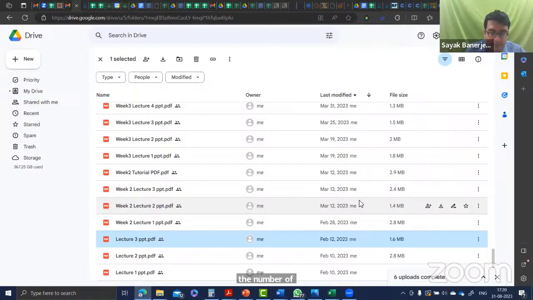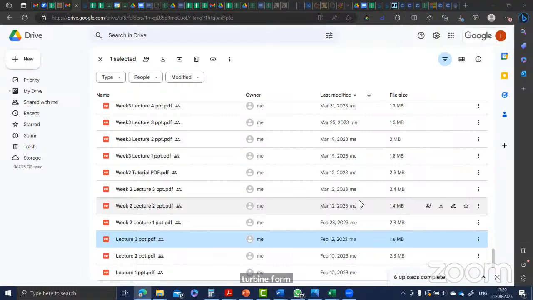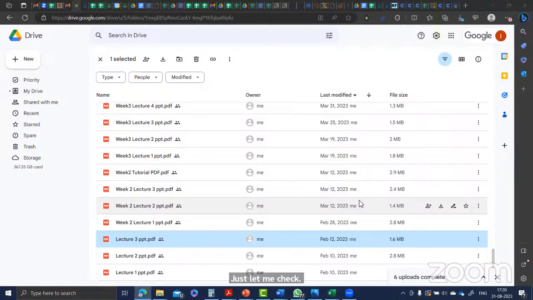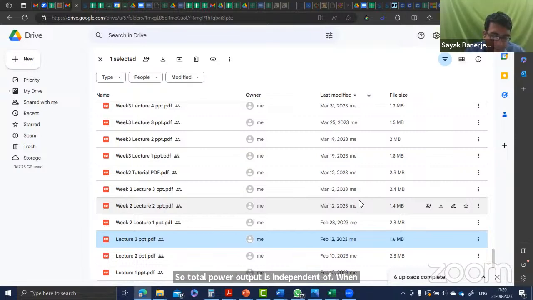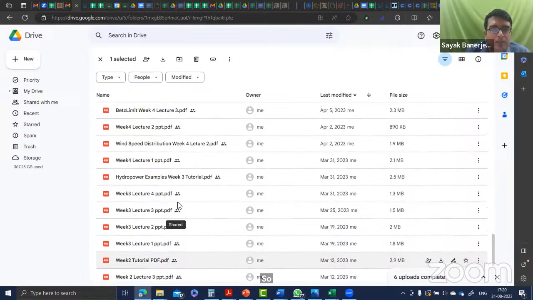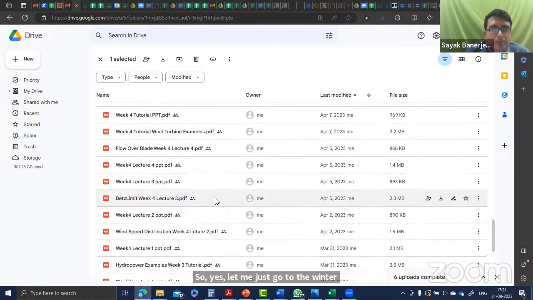Which assignment number was this? Assignment of wind energy is 4, sir. I think it's 4. Let me check. I'm not exactly remembering, but the question says the total power generated by a set of wind turbines in a wind farm is independent of blade diameter. Yes, sir. How is that, sir? Let me just go to the wind turbine lecture.